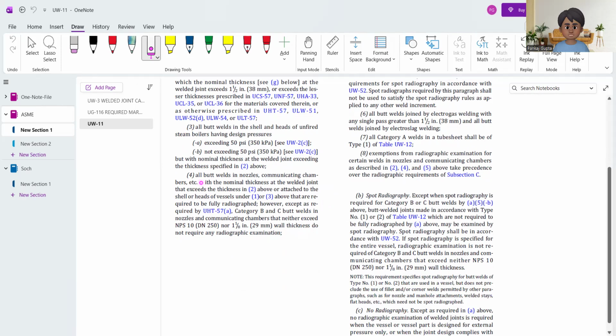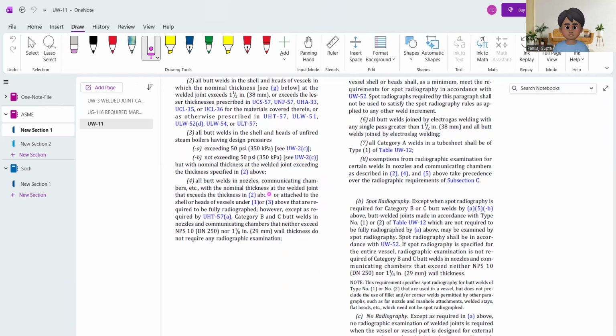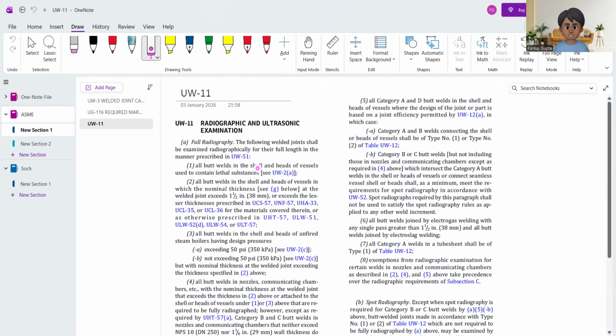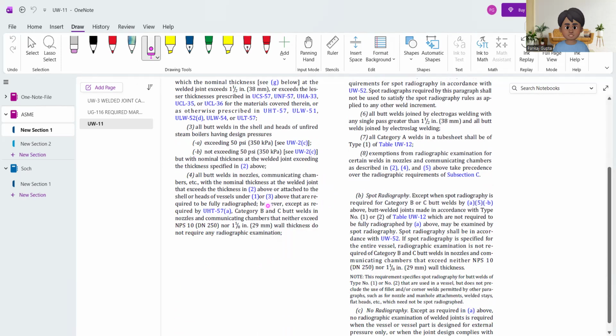The next point: all butt welds in the nozzle, communicating chamber, where the nominal thickness of the weld joint exceeds 38 mm, or attached to the shell or head of a vessel under points 1 and 3. The first one is the lethal service, and the third one is the steam boiler. So they require full radiography. However, exemption can be made as per UW 11(a)(4) for category B and C weld joints.